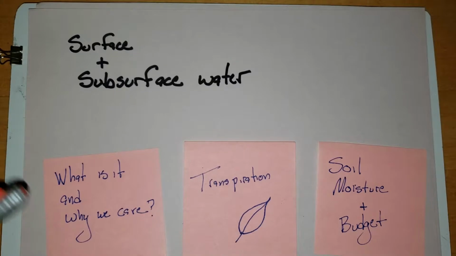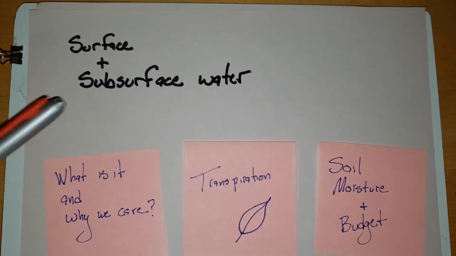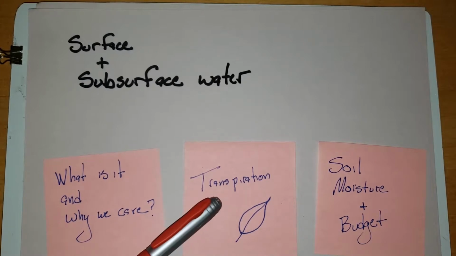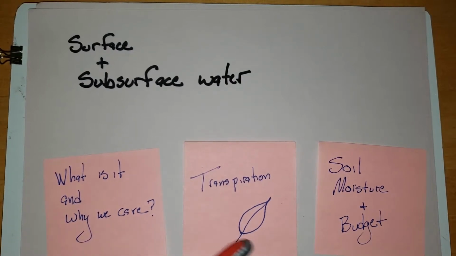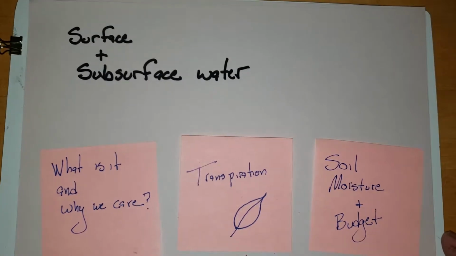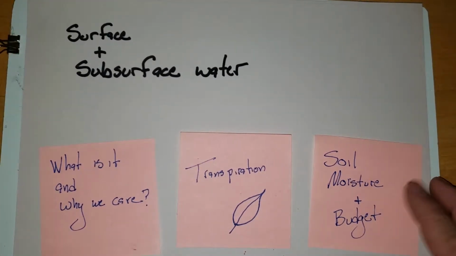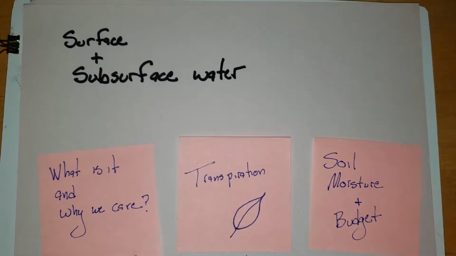So we've talked about surface and subsurface water, what it is, why we care. We looked at my lawn. We've talked about transpiration, how water goes up through the plants and out through the little leaves and escapes, and that a lot of water is needed for that. The last thing I want to talk about in terms of our surface and subsurface water is our soil moisture and our soil moisture budget.